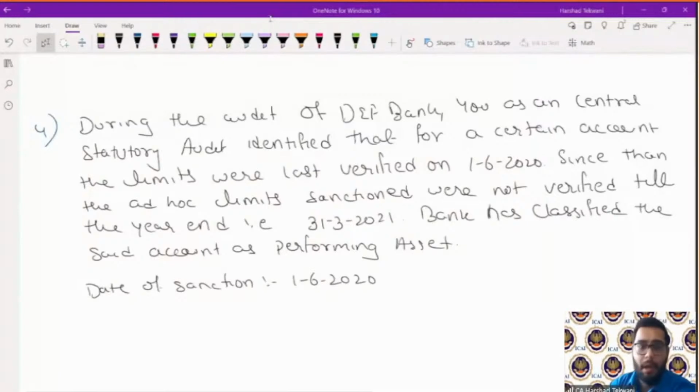It's a pretty easy, provision-based question which can come into the exam. The underlying provision is what is discussed here. If you are aware of the provision, I think it will be pretty easy to answer this particular question.